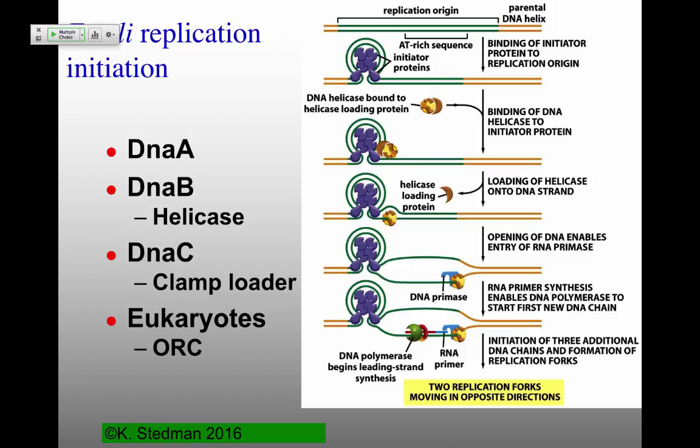This is just another way of looking at this. Here we have the replication origin. This is OriC in bacteria. The first thing that binds to it, again, creatively named, is DnaA. So it's the A piece. That binds to this initiator next to the AT rich region. That then brings in DnaB, which is the DNA helicase. That helicase loading protein has to happen. And then we have DNA primase, DNA polymerase, etc.